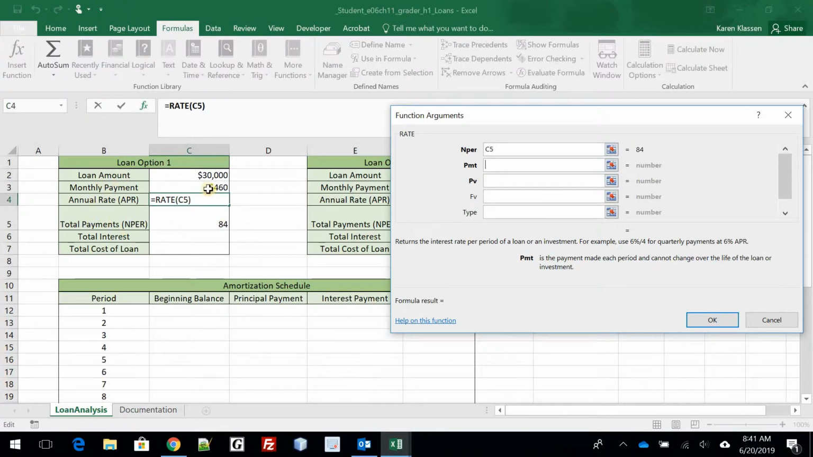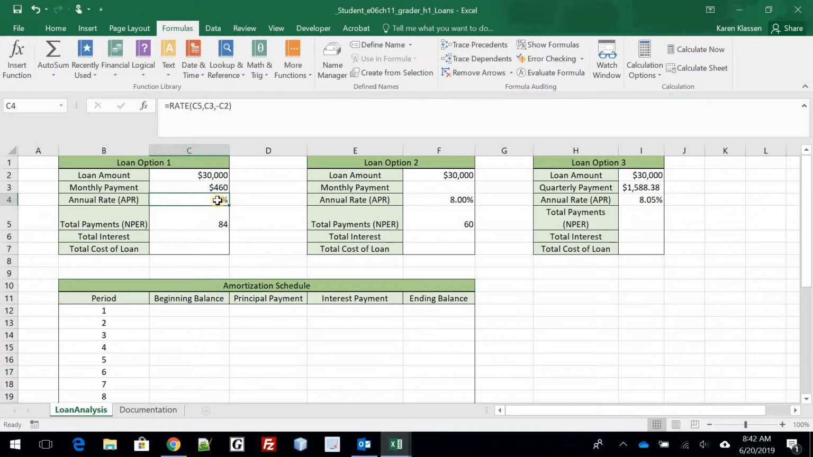Our payment amount is right here. And then our present value is, we're in the hole, 30 grand. Now, sometimes we can use negative in our formulas and other times we can't. A lot of times if you can, it'll give you a number down here, and if you can't, it'll give you an error of some sort, like a value error, I think. So anyway, this gives us our monthly interest rate.